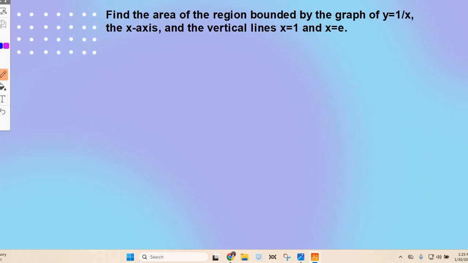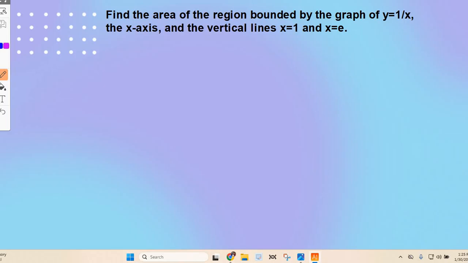Next one says find the area of the region bounded by the graph of y equals 1 over x, the x-axis, and the vertical lines x equals 1 and x equals e. Remember that you will never be graded on a graph, like on how well you can graph something. However, being able to graph stuff is really important for some problems, especially in this section, when we've done all of our Riemann sum stuff and we're looking at area under a graph. It's helpful to know what that graph looks like.